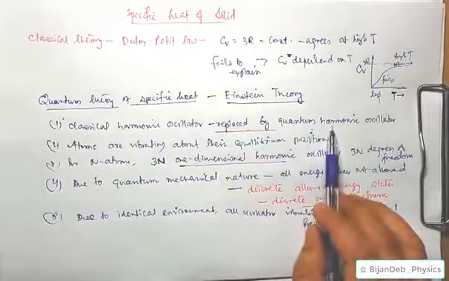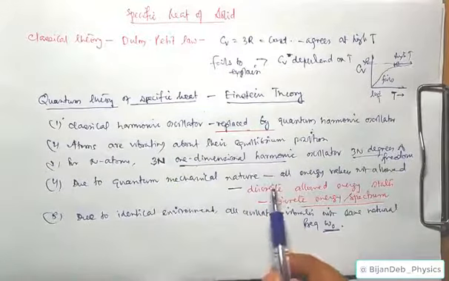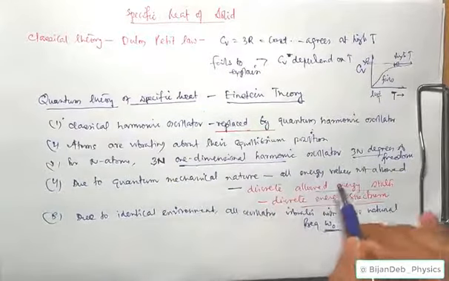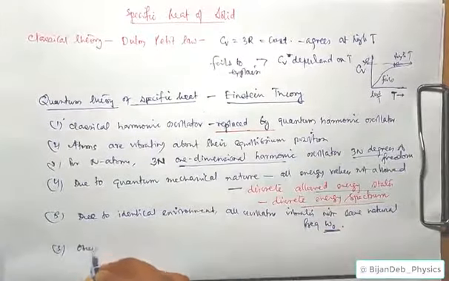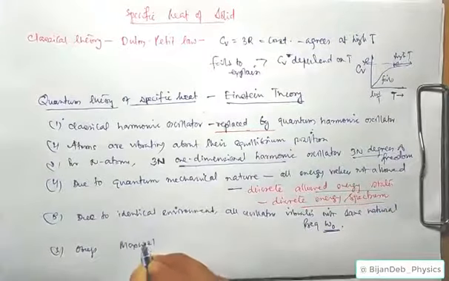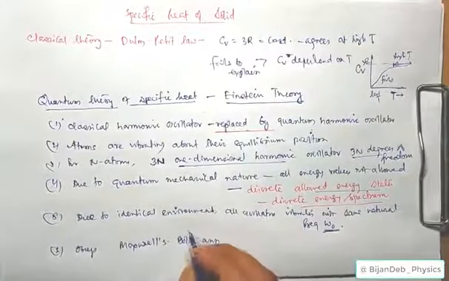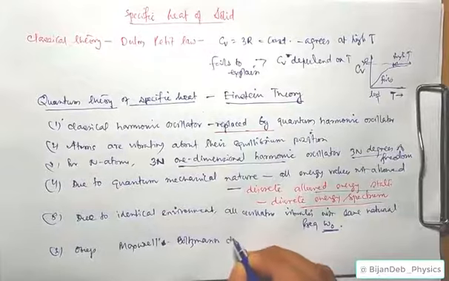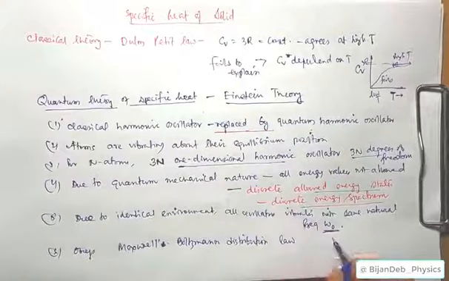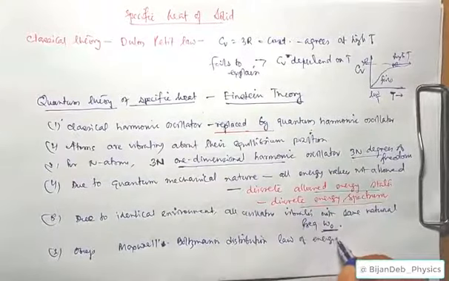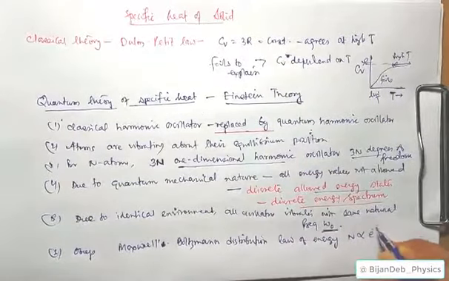So the classical oscillator is replaced by quantum. Here also we have 3n one dimensional oscillators, 3n degrees of freedom. Here also, due to quantum mechanics, we have discrete values. So all values are not allowed, discrete values, and the frequency is the same. And the other assumption is obvious. Here also the Maxwell-Boltzmann distribution law of energy is considered, meaning the number of oscillators at a particular energy is proportional to e to the power minus E by kT.